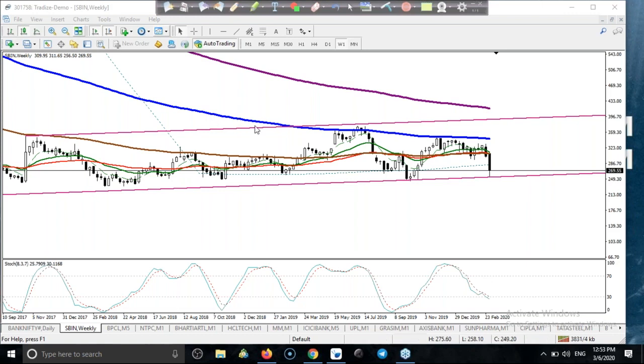Moving average: normally I'm using 20 moving average, 50 moving average, 100 moving average, all are exponential, remember, and 150 and 200, all are exponential.